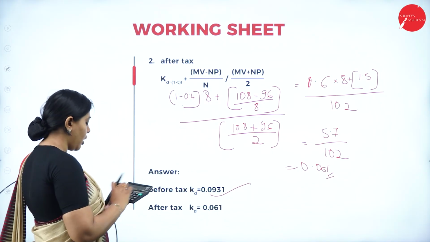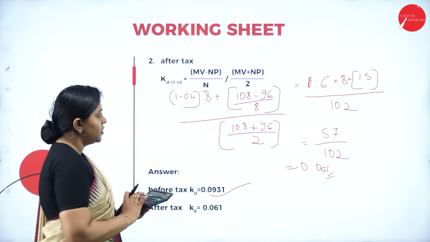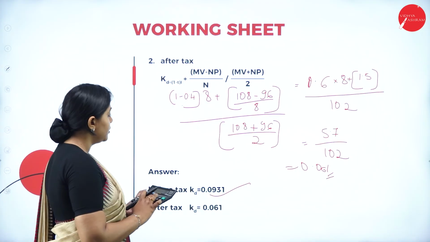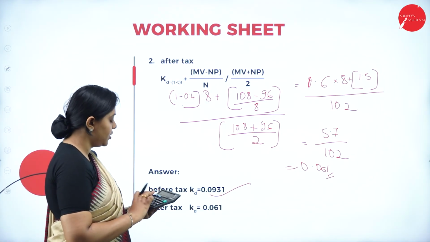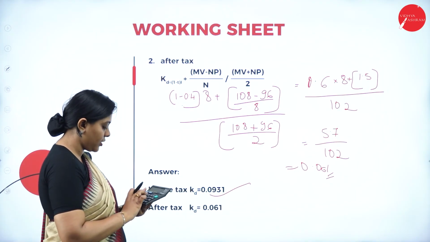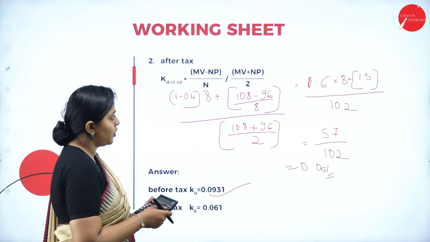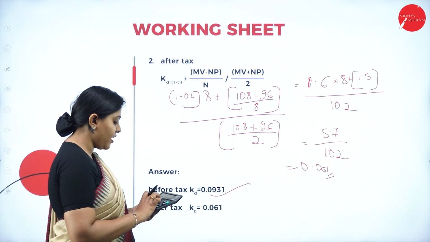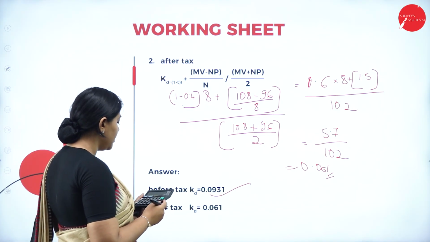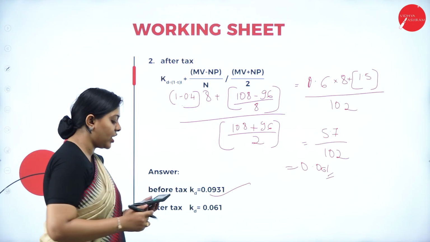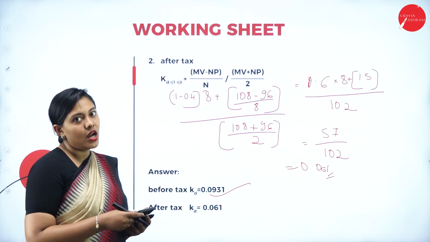So let's recheck it. 1 minus 0.4, it is 0.6. So 9.5 into 0.6, it is 5.7. So 108 plus 96, it is 204, divided by 2, it is 102. So 5.7 divided by 102, it is 0.061. We are rounding off the answer, so 0.061 is the answer.